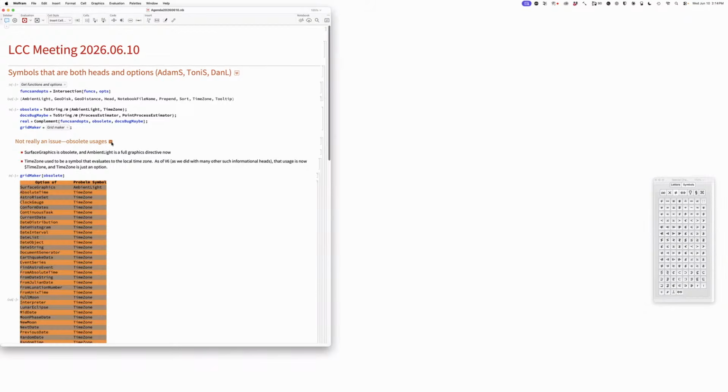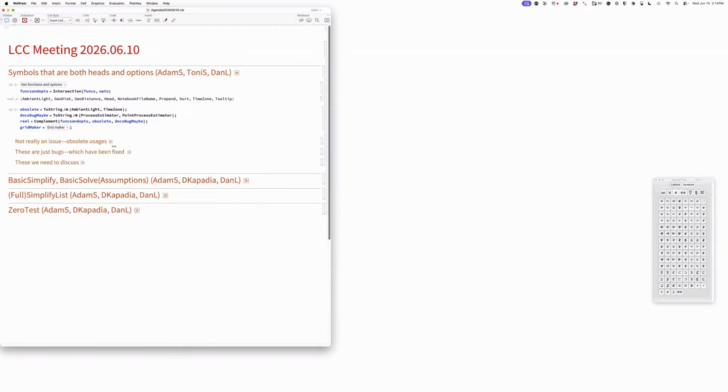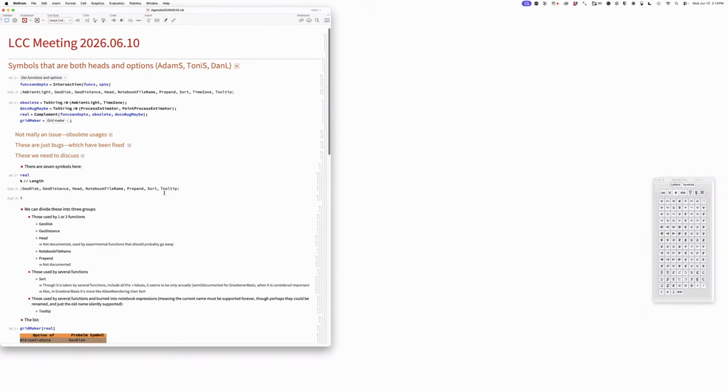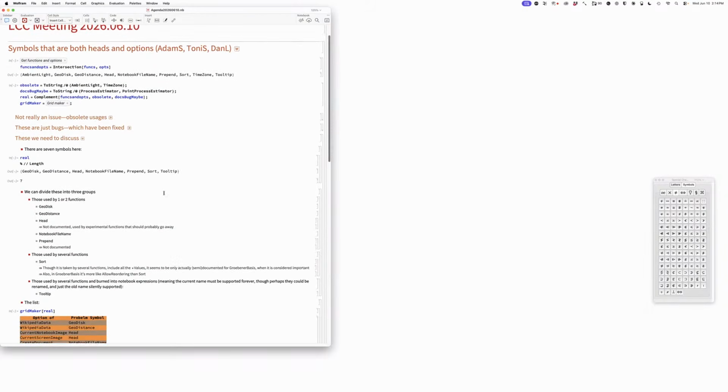Right. So these are basically things that, the first two categories we don't really need to discuss. They're just obsolete things. So there's seven symbols in this category. And those that are used by one or two functions, GeoDisk and GeoDistance, which I believe are used by Wikipedia data. Head, which should provide an alternative syntax for that.